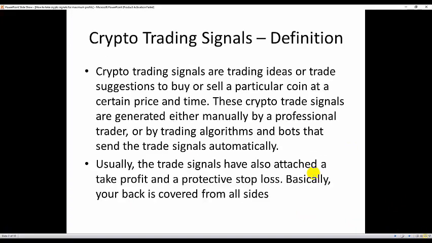Now, first, let us define a crypto trading signal. Crypto trading signals are trading ideas or trade suggestions to buy or sell a particular coin at a certain price and time. These crypto trade signals are generated either manually by a professional trader or by trading algorithms and bots that send the trade signals automatically. Usually, the trade signals also have a take profit and a protective stop loss attached. Basically, your back is covered from all sides.